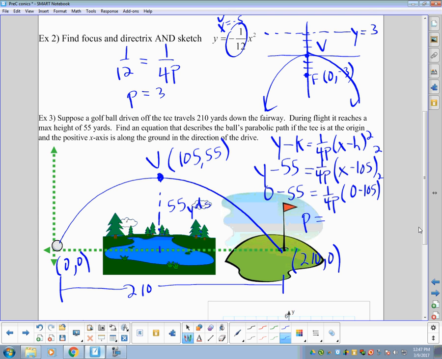And then we're going to have to do something else on this. So we're going to get a positive value for p, but we've got to look at this and say, wait a minute, this parabola is opening downward, that whole term has to be negative, right? What do you get for P?